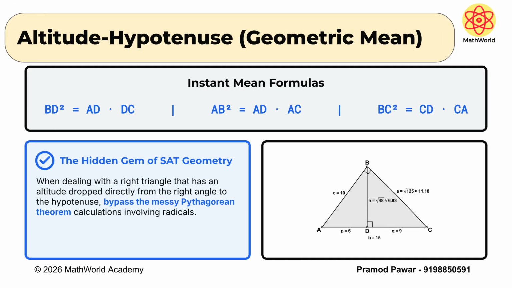This is the altitude-hypotenuse theorem. It's not the most common concept on the SAT, but when they do test it, it is a massive time saver. Anytime you see a perpendicular altitude dropped right from the 90-degree angle onto the hypotenuse, use the geometric mean formulas right here on this slide. Applying these relationships will help you completely bypass all that messy Pythagorean math.